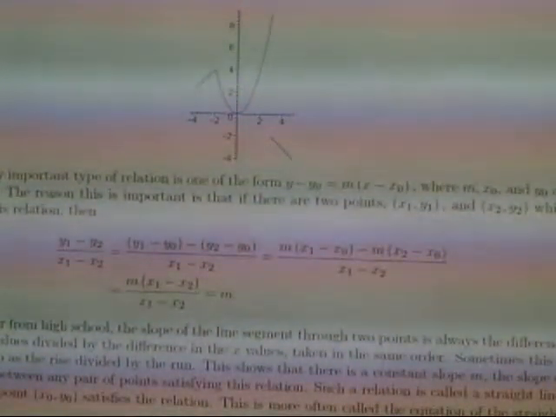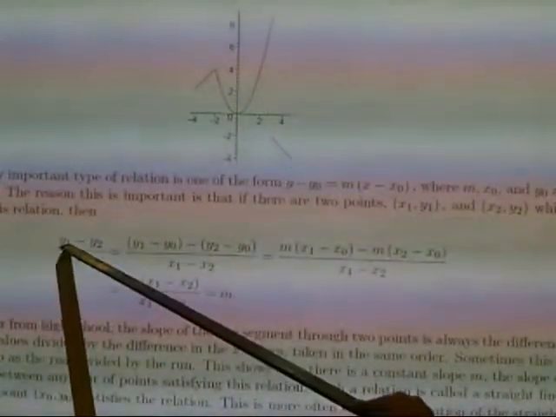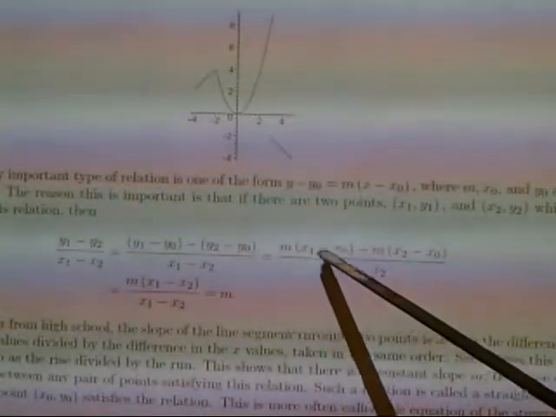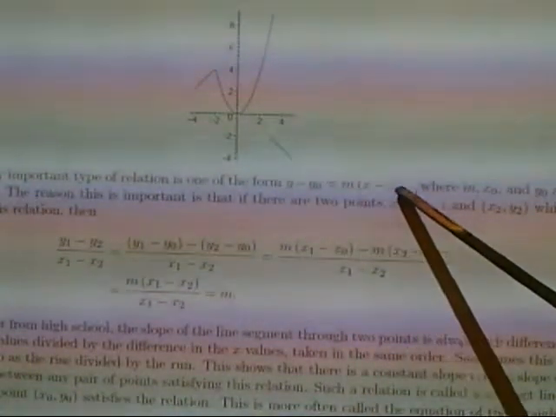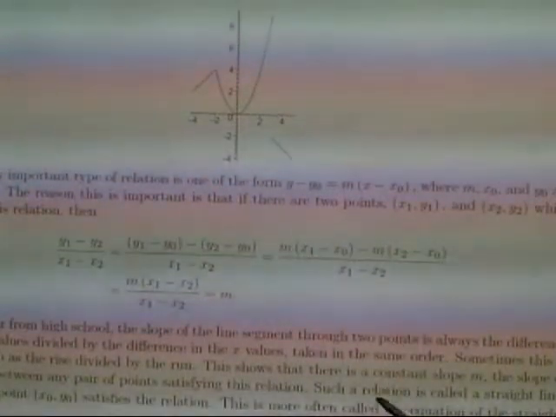Therefore, we can also write down the slope. y1 minus y2 over x1 minus x2 is the function. In this case, y1 minus y0 minus y2 minus y0, divided by x1 minus x2. So this is m multiplied by x1 minus x0, minus m multiplied by x2 minus x0, because y1 minus y0 equals m multiplied by x minus x0. This is divided by x1 minus x2. Therefore, finally you get this. This is for m. m is the slope.